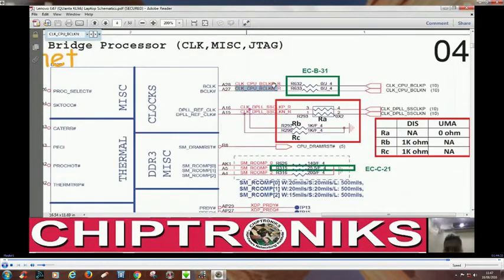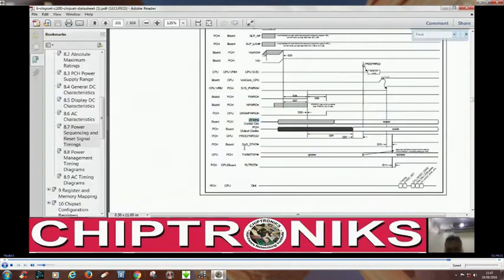This is going to page number 4. You can see it is feeding the clock to the CPU. And the next thing is the PCH will generate proc power good. Proc power good. See, this is very important.